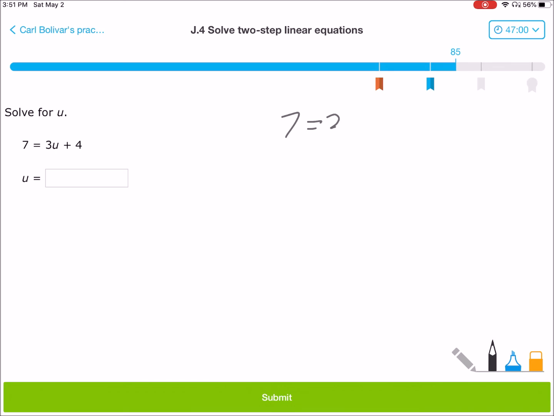7 is equal to 3u plus 4. Alright, what we have to do first is move this to the other side, right? So we will subtract 4, and we will subtract 4 from each side. We will then get 3 is equal to 3u.